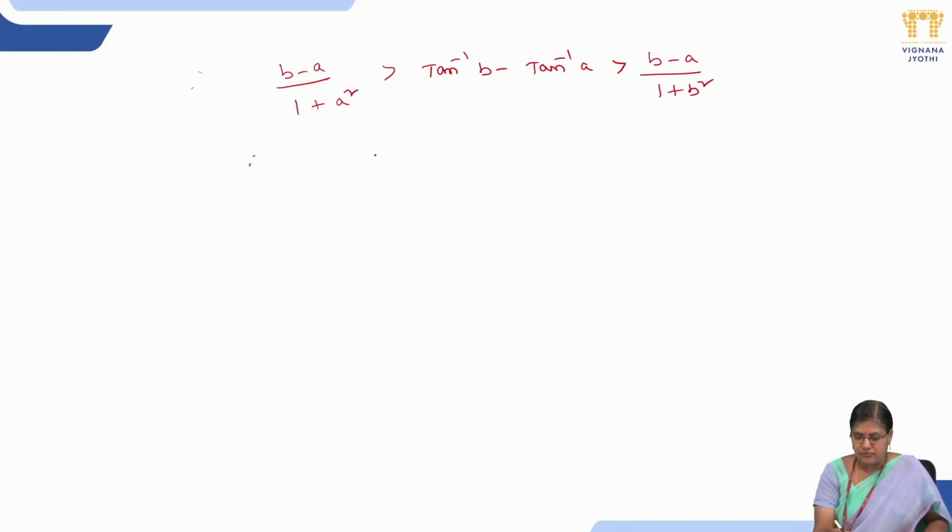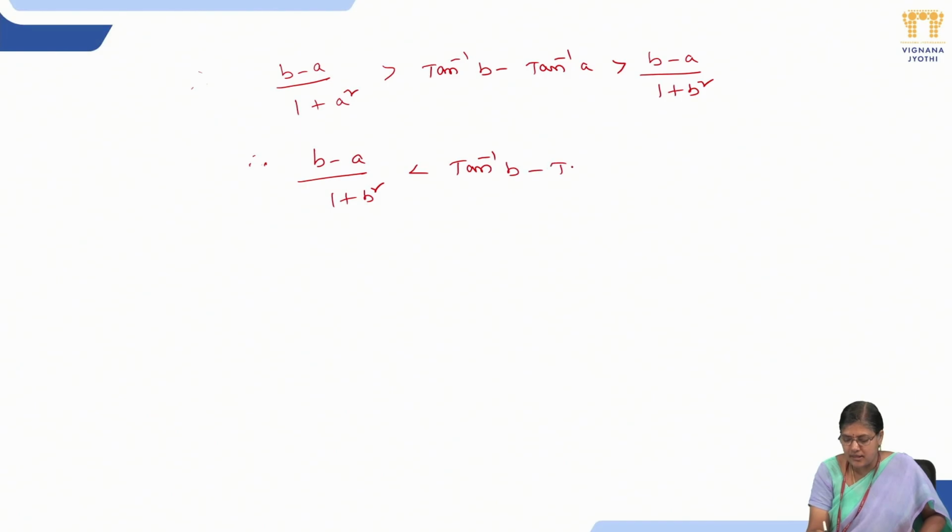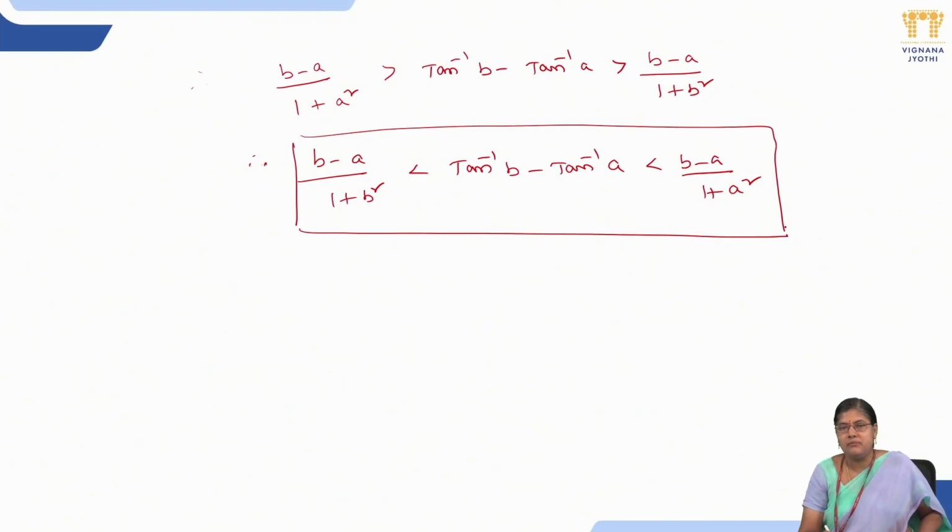Therefore, the above expression can be represented in the following way: b minus a by 1 plus b square is clearly less than tan inverse b minus tan inverse a is less than b minus a by 1 plus a square. Therefore, this is the deduction part. This is coming from Lagrange's mean value theorem. Finally, hence it is proved.